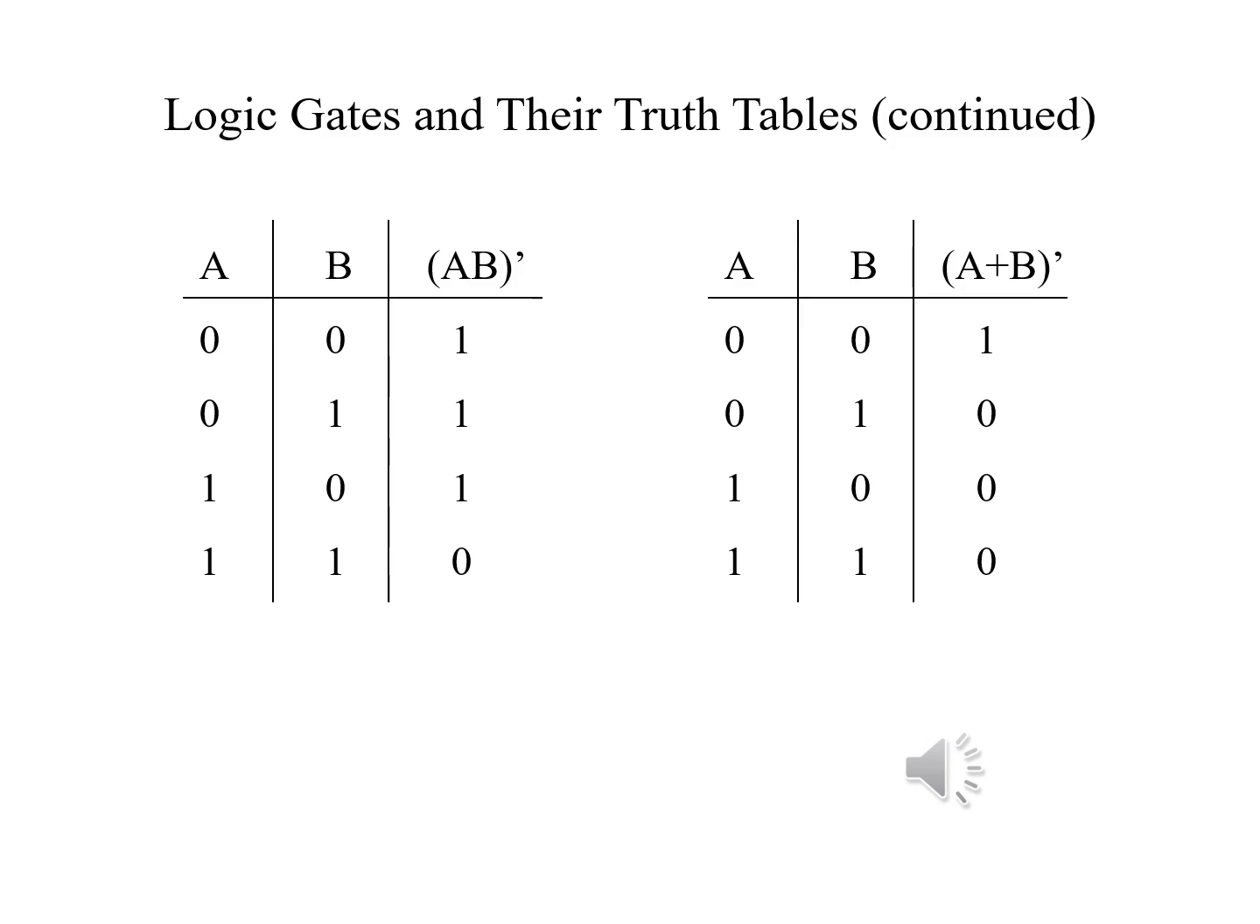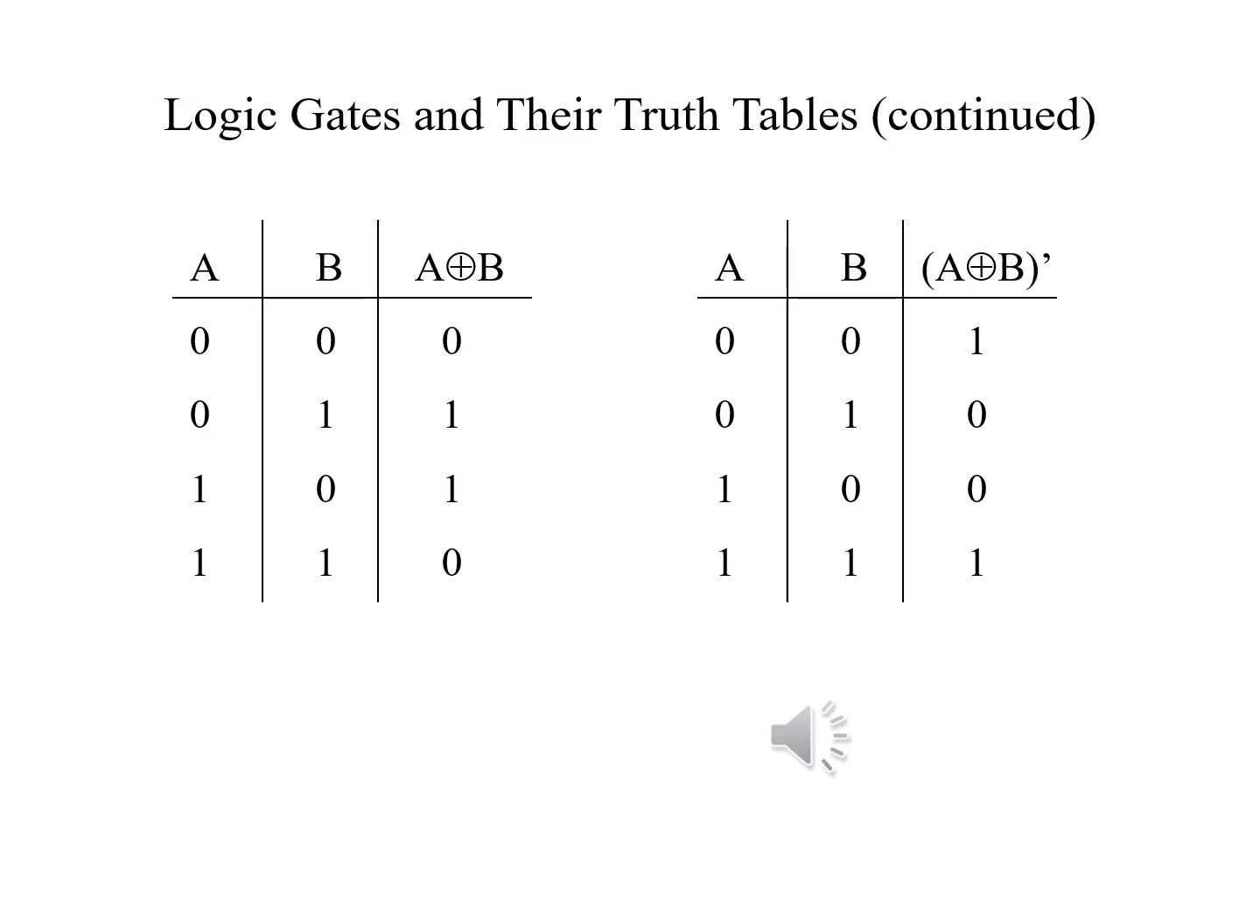In the case of A NOR B, you'll notice that in the case of A and B both being 0, A NOR B, (A plus B) complemented, will be 1. In the other three cases, where A is 0 and B is 1, A is 1 and B is 0, and A and B both being 1, A NOR B gives us 0. This is the exact opposite of what we would get for A or B, and again, that's exactly what we would expect.